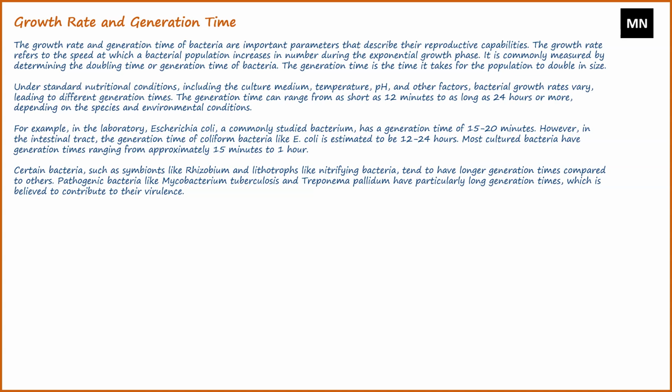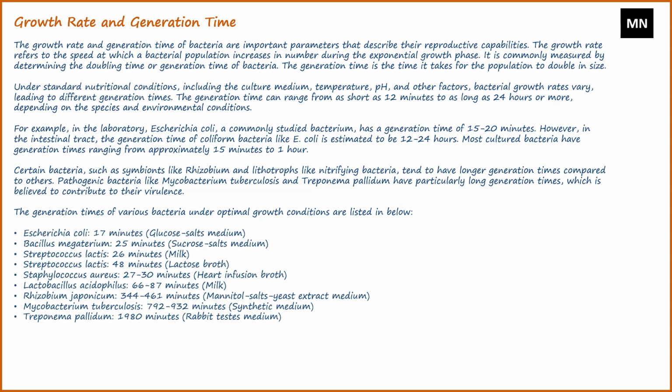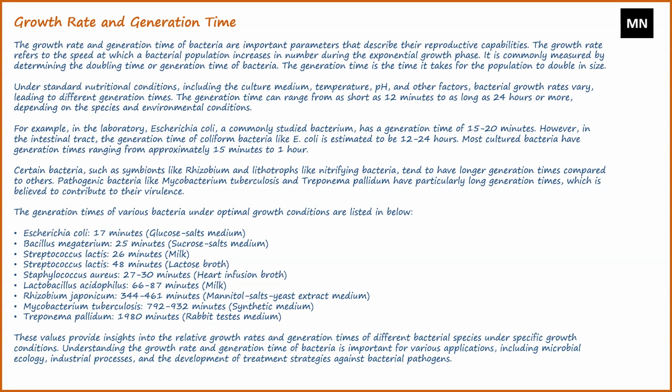their virulence. The generation times of various bacteria under optimal growth conditions are listed below. Escherichia coli, 17 minutes in glucose salts medium. Bacillus megaterium, 25 minutes in sucrose salts medium. Streptococcus lactis, 26 minutes in milk. These values provide insights into the relative growth rates and generation times of different bacterial species under specific growth conditions.